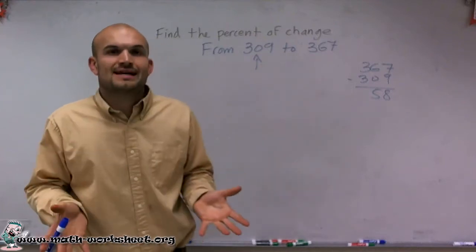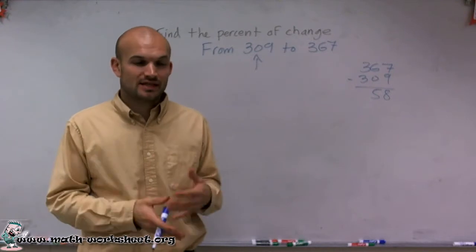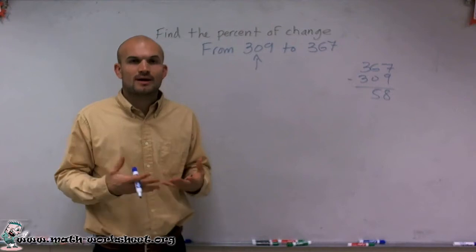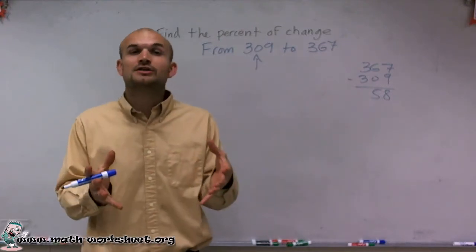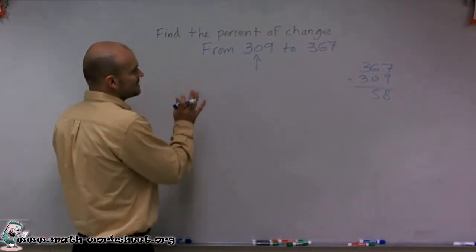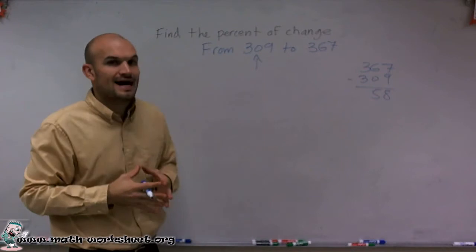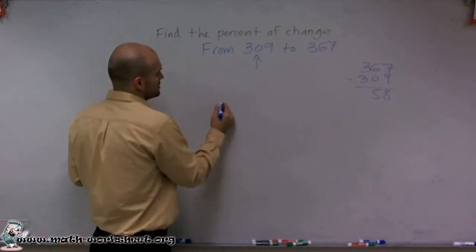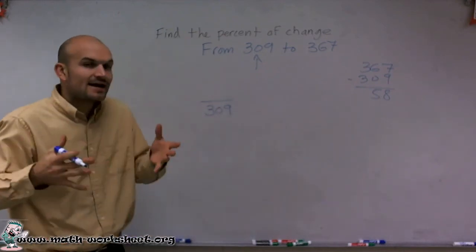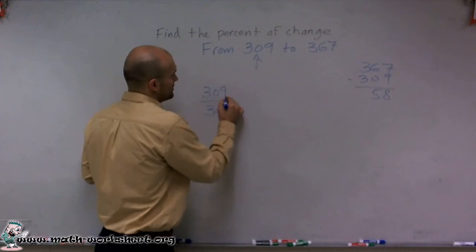Now whenever we're dealing with percentages, percentages are a special type of ratio dealing with a whole and a part. With fractions, we always say the whole is going to be our denominator and the numerator is going to be the part. So let's take a look at our initial point. We have 309. That's going to be our total amount. If I create a fraction with 309, if I had 100% or all of my units, I would have 309 over 309.